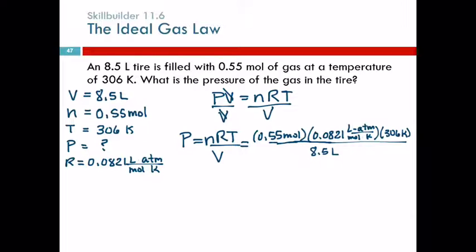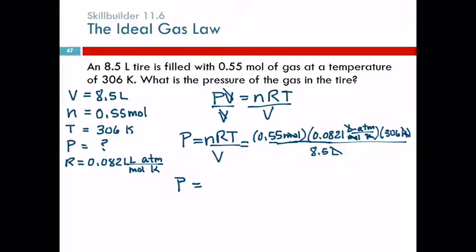Do the units match up? Do they cancel out? They do. I've got moles and moles. I've got liters and liters. If I had liters and milliliters or liters and gallons, I would have a problem. But they're matching up. And Kelvin, as opposed to Kelvin and Hobbes, I suppose.